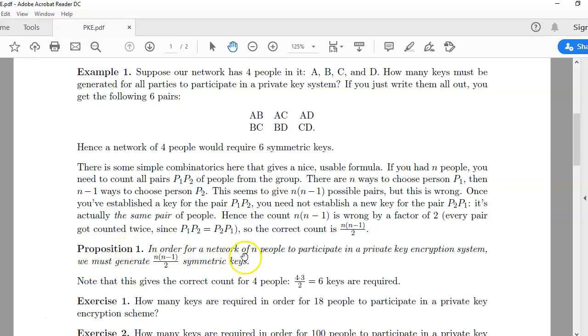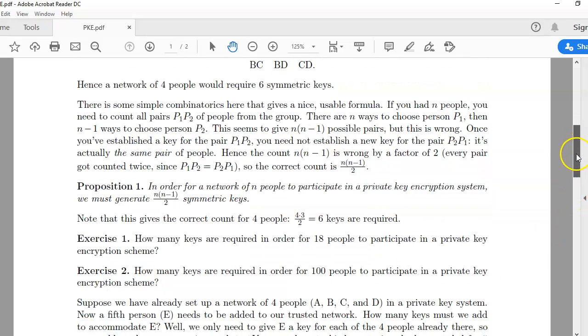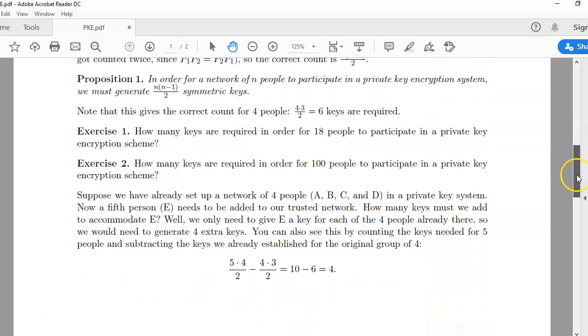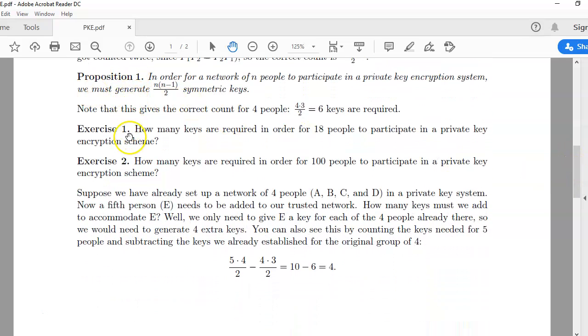If you have a network of n people and you want to know how many keys you must generate for all of them to be able to participate in a private key system, the answer is n times n minus 1 over 2. And notice that this gives the correct count for our previous network of 4 people. With 4 people, that would give 4 times 3 over 2, which is indeed 6 keys required. Okay? So I want you to try this yourself a couple of times. Use this proposition to solve these problems.